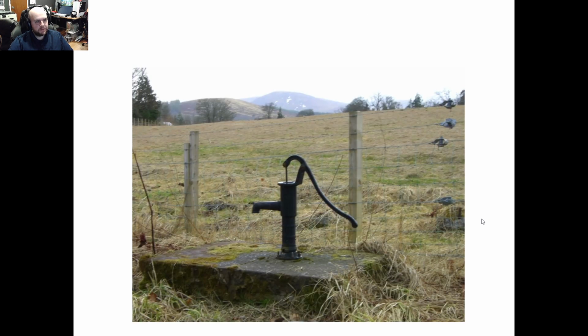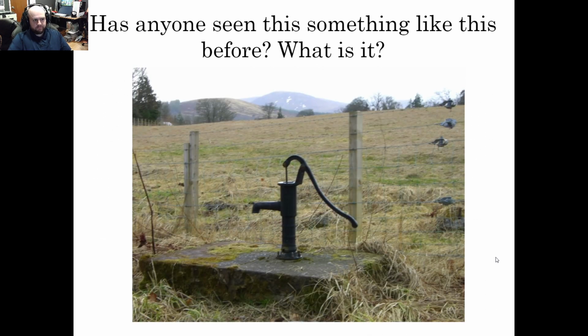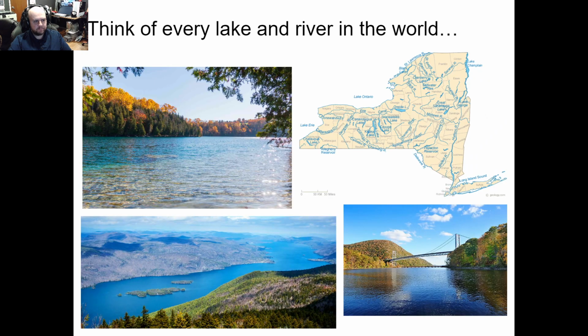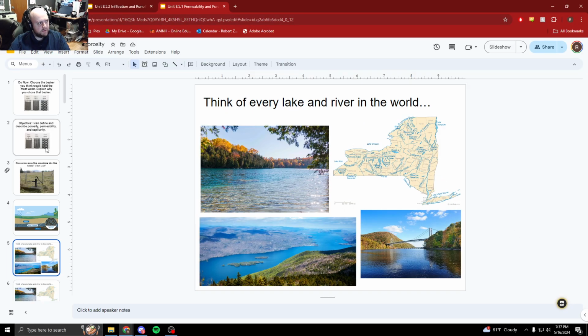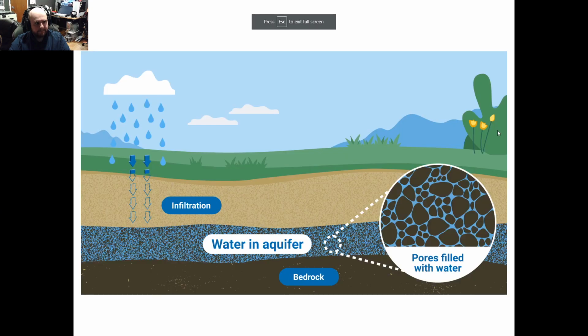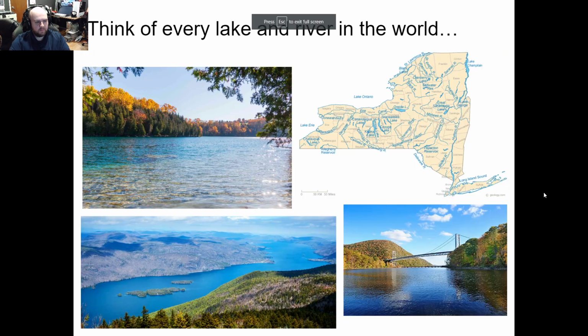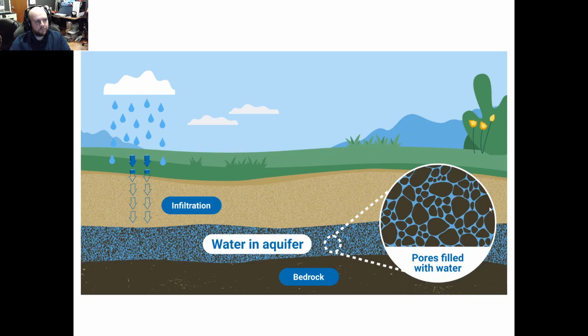Okay, so have you ever seen this before? What is it? Some people have this in their backyards. This is a well. This is a pump, really, to pull water out of a well. Okay, so when we pull water out of a well, we actually have to dig down deep underneath the surface to access this water in a place that we call an aquifer. All right, and we'll get to that in a second.